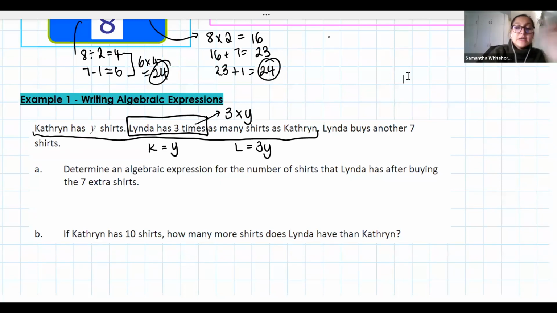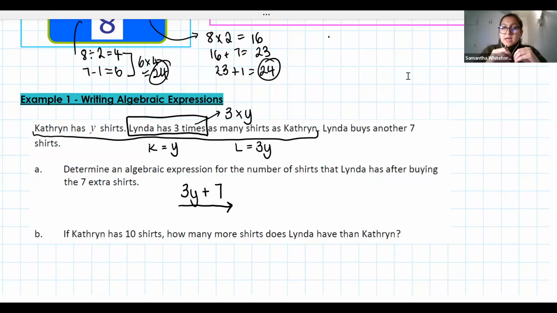Good, grade 8s. So we know that Linda starts off with 3y shirts. She buys an extra 7. And so if we're adding 7 to what she already has, our expression needs to be 3y plus 7.